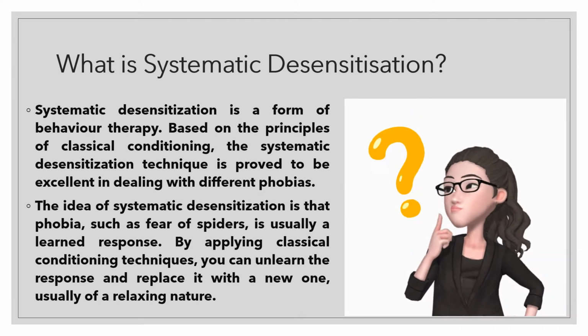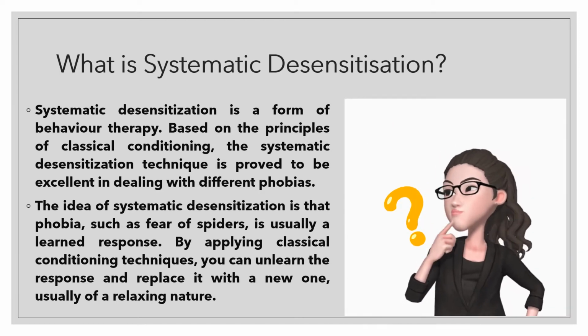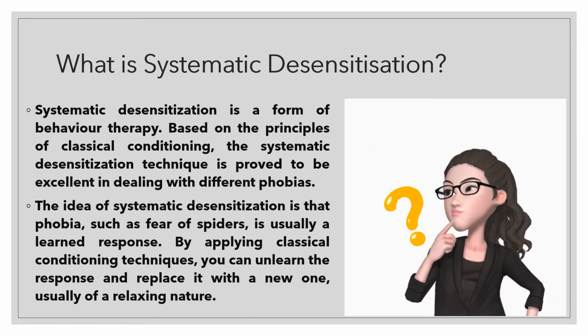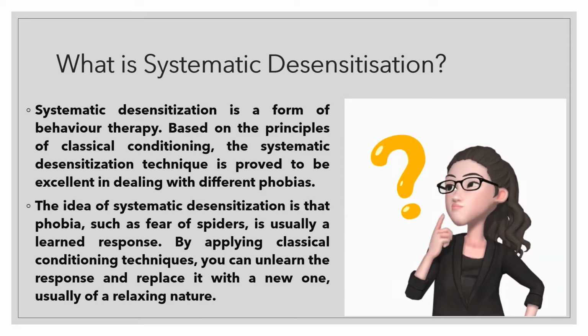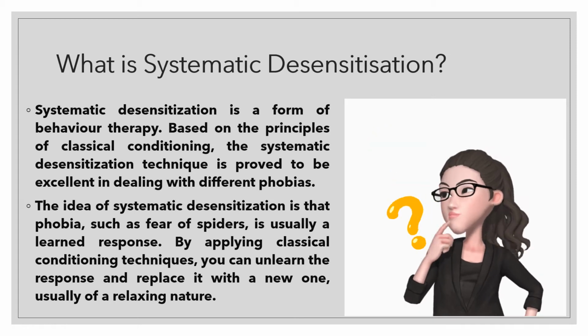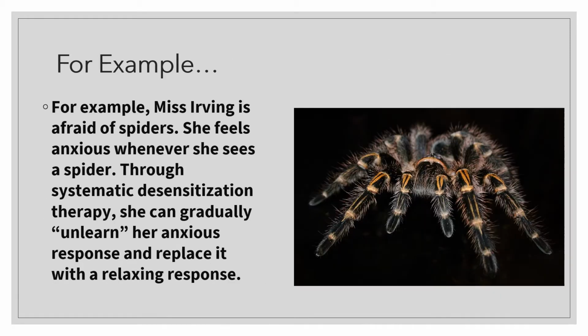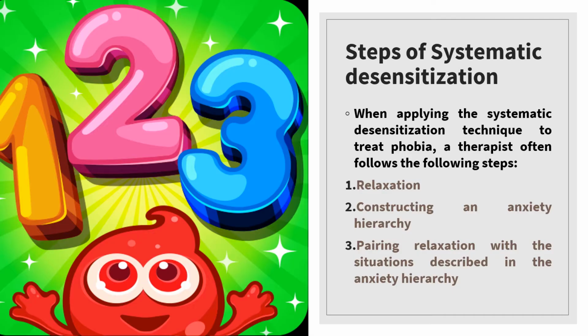The idea of systematic desensitization is that a phobia, such as a fear of spiders, is usually a learned response. By applying classical conditioning techniques, you can unlearn the response and replace it with a new one, usually of a relaxing nature. For example, Miss Irving is afraid of spiders. She feels anxious whenever she sees a spider. Through systematic desensitization therapy, she can gradually unlearn her anxious response and replace it with a relaxing response.